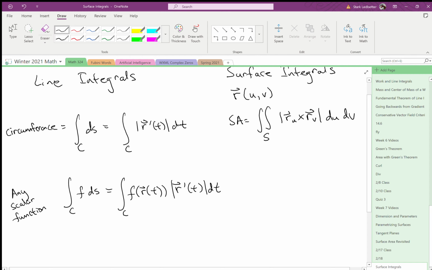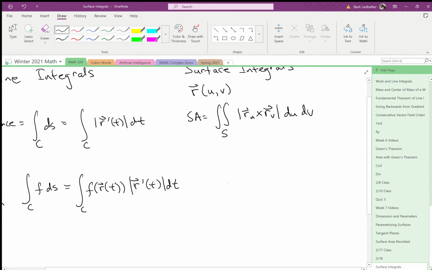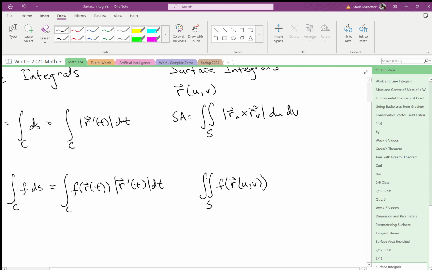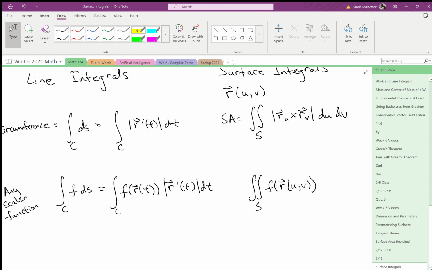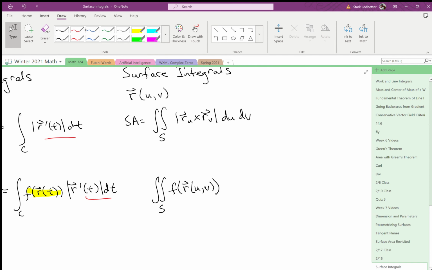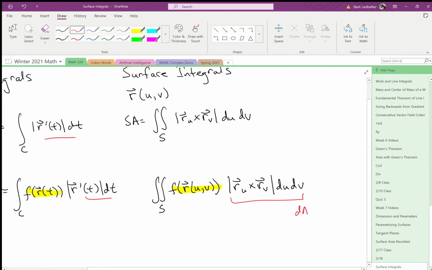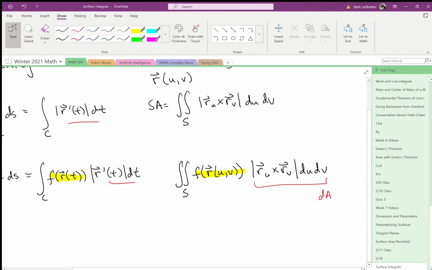So the same thing can be done with a surface integral. With any scalar function f, you can integrate over your surface. F of, now we're going to plug in whatever the parameterization of the surface is. Just like we stuck this in front and everything else was the same, we're going to do that here. We'll stick that here, and then everything else is the same, Ru cross Rv, because this last thing is really just replacing dA. Okay, so that's a scalar function.